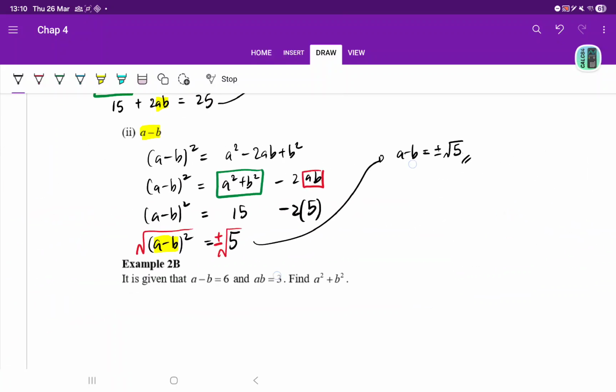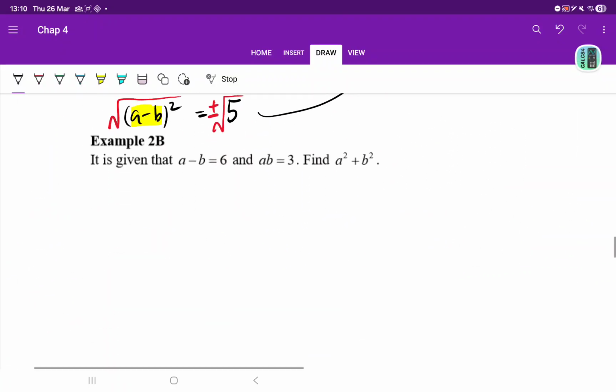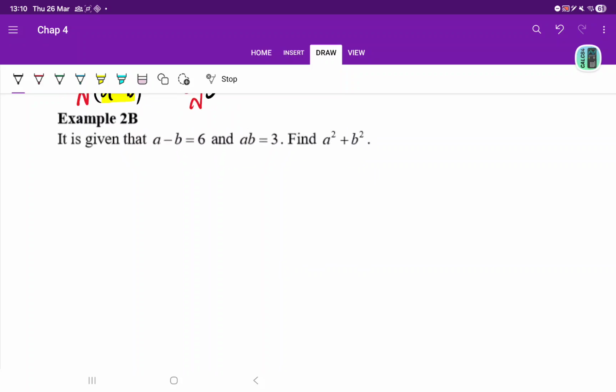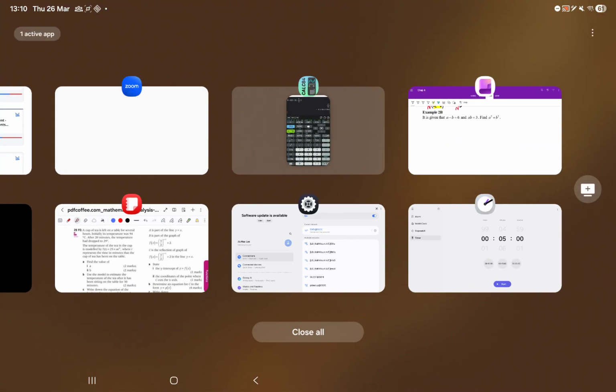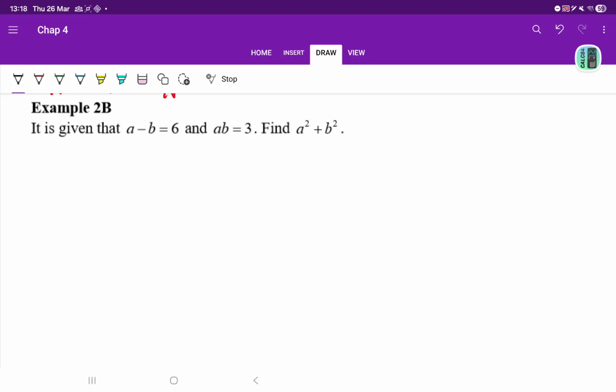Alright, if you got it, then you can do the next one. Okay, you can do the next one by yourself. I'm going to give you 5 minutes, okay? You know what? I'm going to just give you 3 minutes. 3. Okay. So for this question, I want to find a squared plus b squared.